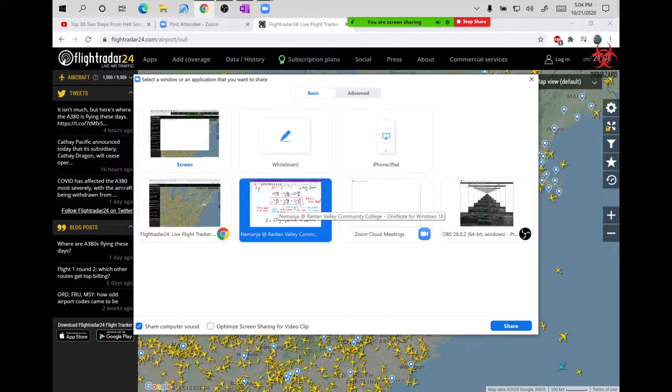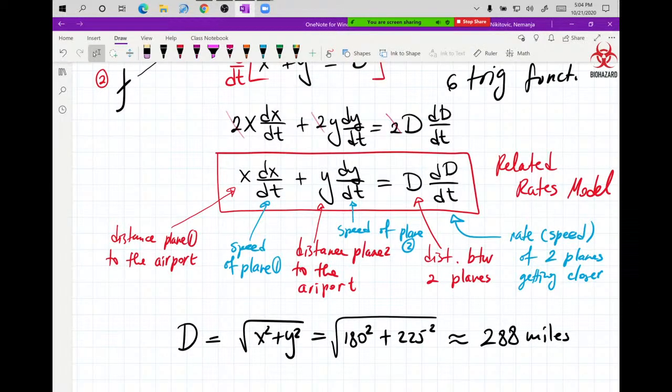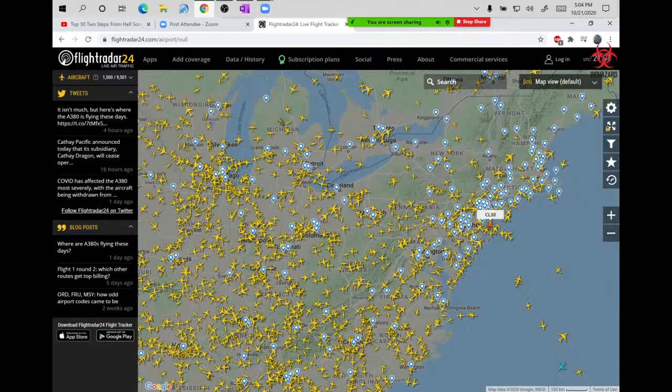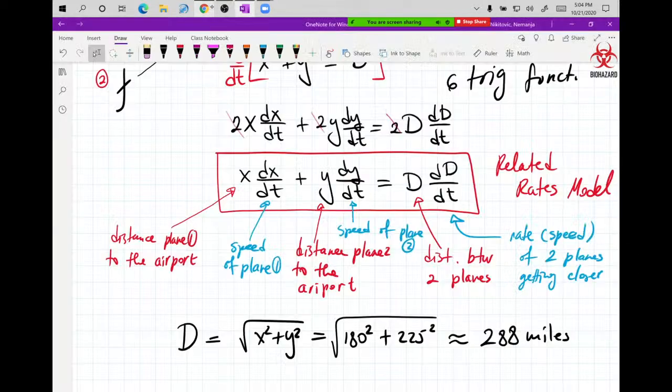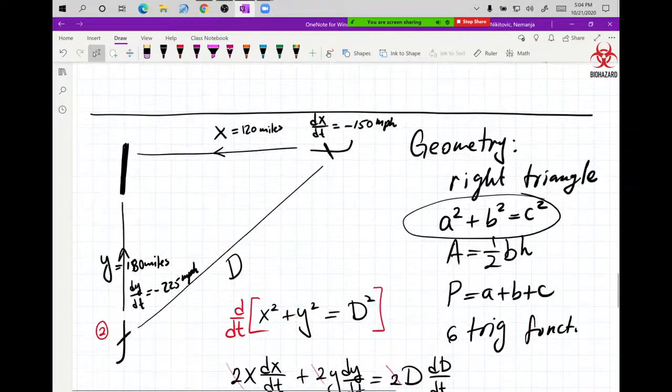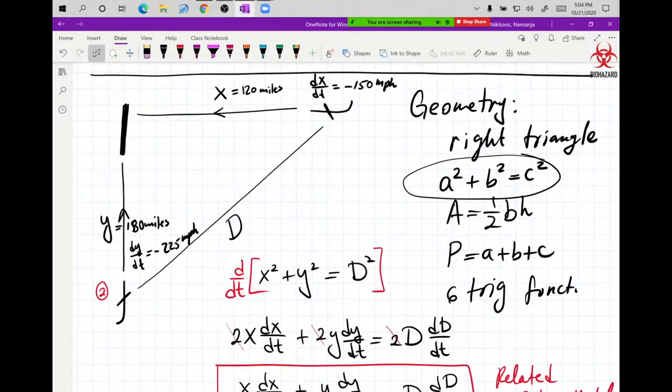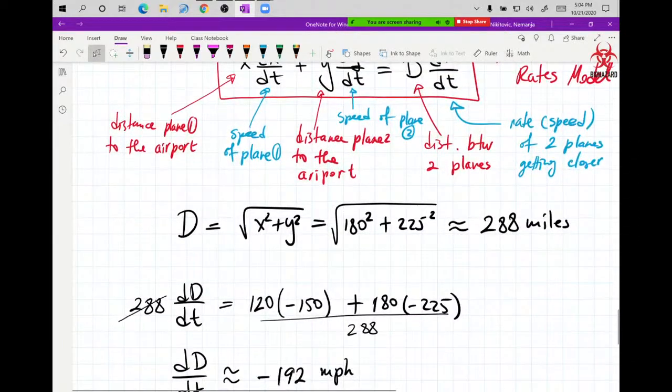All right, let's go back to our problem. So take a look at Flight Radar 24 when you have the chance, it's a really cool thing. I have to shut that website down because it's really slowing the computer. There we go. All right. We used right triangle geometry to figure this out, and we are done.